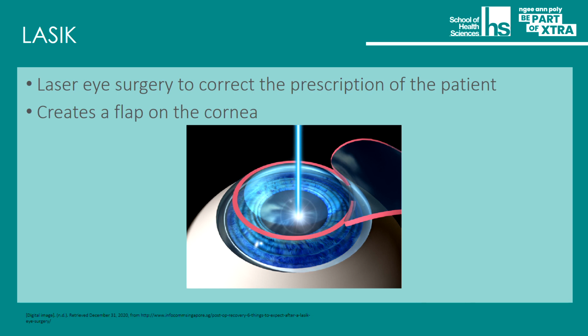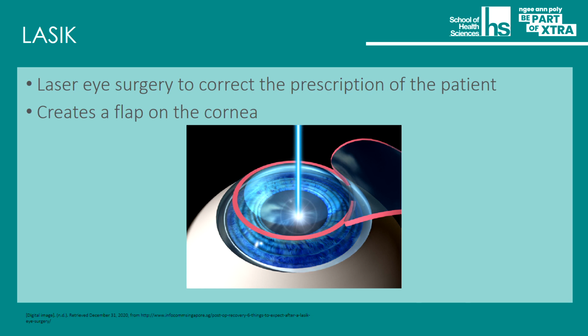LASIK method. And what it does is basically two steps, or in fact three steps. One is that a flap is going to be created, okay, and then laser is going to be shone onto your eye, and some of the tissue is going to be burnt off. How much tissue is going to be burnt off and in what manner depends on the refractive error, how much myopia, how much hyperopia, or how much astigmatism you have. And then lastly, after the burning off of the tissues has been done, the flap will be covered back, okay? And this is basically LASIK.